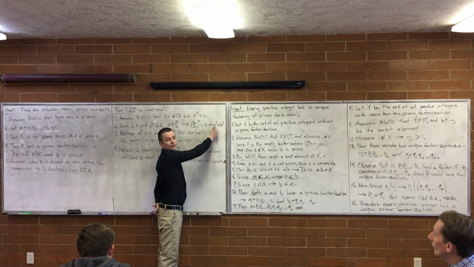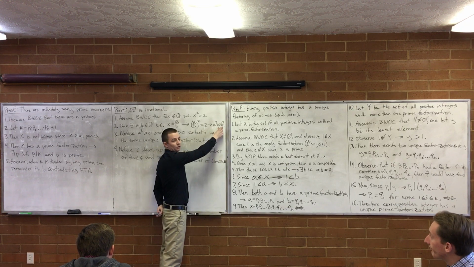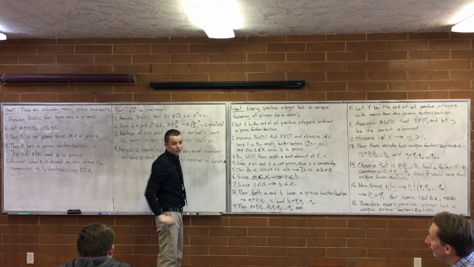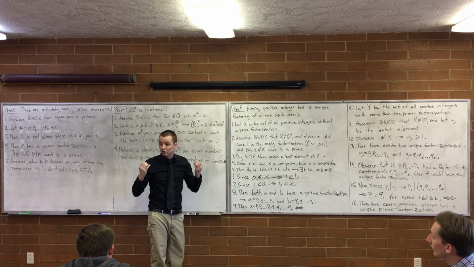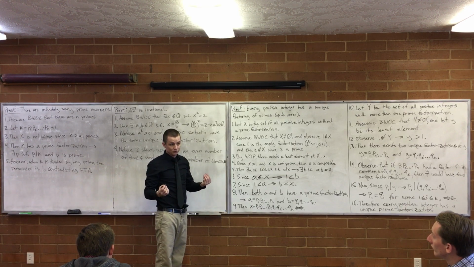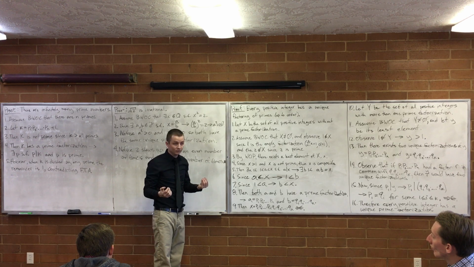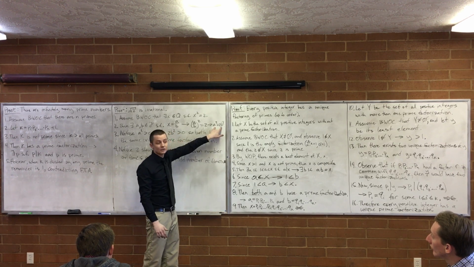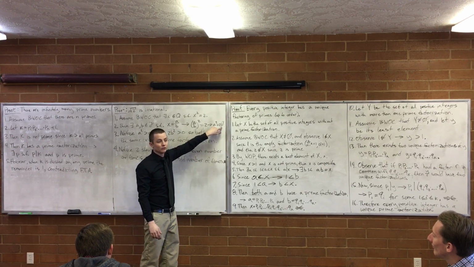Is this a positive integer? Yeah. Any integer squared is positive. Is this a positive integer? Yeah. So we have two positive integers. Therefore, they have to have a unique factorization, a unique prime factorization, right? They're equal to each other, so they have to have the same unique prime factorization.